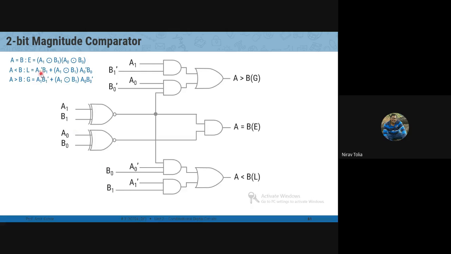So for A less than B, we have A1 dash B1, A1 dash B1. So you can see here A1 dash B1 giving to the one AND gate.